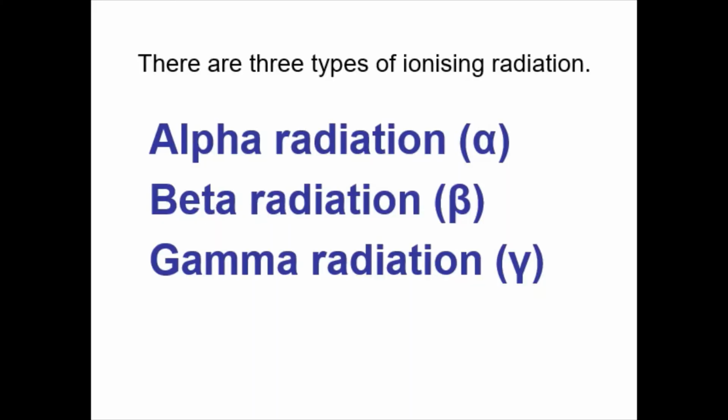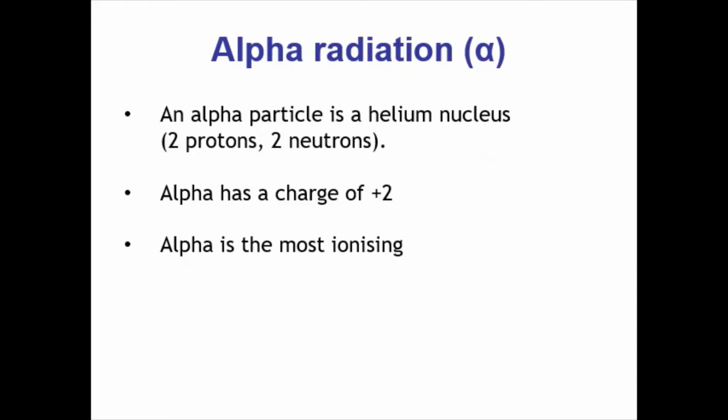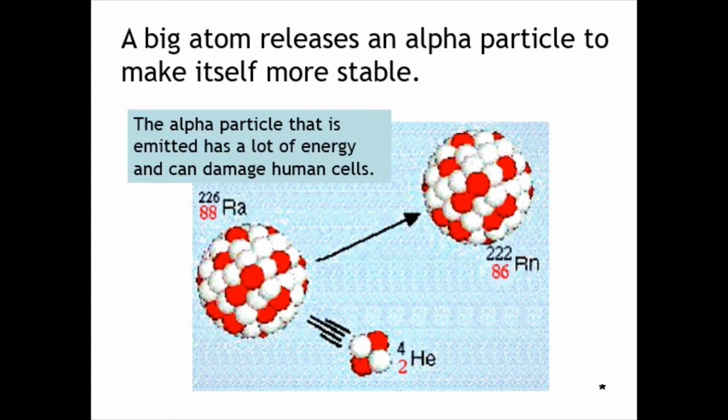Remember, we've got our 3 types: alpha, beta and gamma. Alpha is the most ionizing. 2 protons and 2 neutrons make it up, and because protons have positive charge and neutrons have no charge, it has an overall charge of +2. Alpha is the most ionizing type of radiation. But even though it's the most ionizing, it doesn't actually penetrate materials very much.